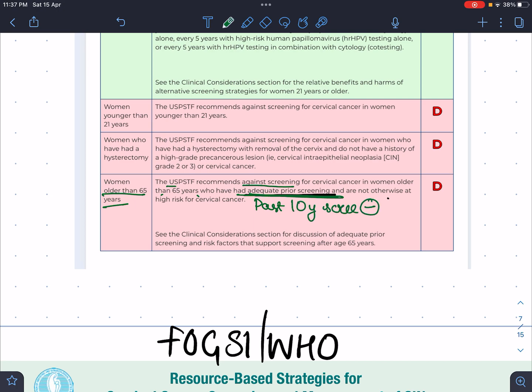So if they were getting every 3 yearly PAP, last 3 PAP negative, done at an interval of 3 years. And if you're getting HPV DNA, then you are doing it in 5 years. So 2 times it has come negative in the past decade, then you will stop screening and these women will come out of the cycle. Okay.